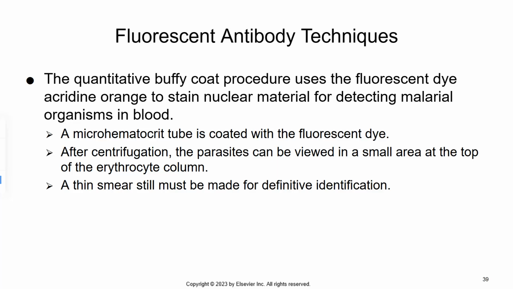The quantitative Buffy coat procedure uses the fluorescent dye acridine orange to stain nuclear material for detecting malaria organisms in blood. A microhematocrit tube is coated with fluorescent dye. After centrifugation, the parasites can be viewed in a small area at the top of the erythrocyte column. A thin smear still must be made for definitive identification.